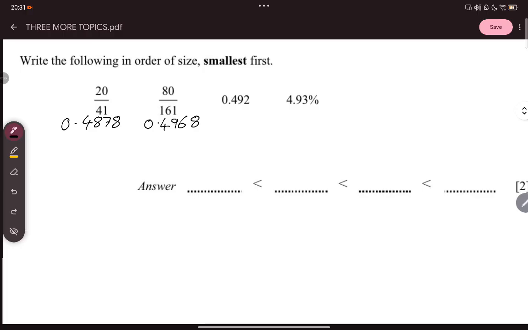And 0.492 is already a decimal, isn't it? So 0.492, and I'll just put a 0 on the end of that. And 4.93%, remember 4.93% is 4.93 over 100. So 4.93% is going to give me 0.0493.